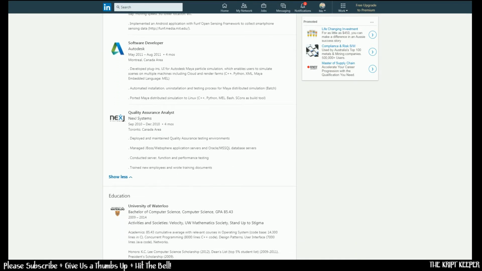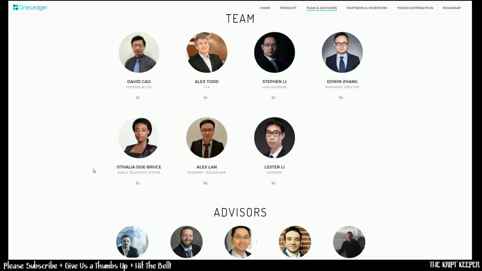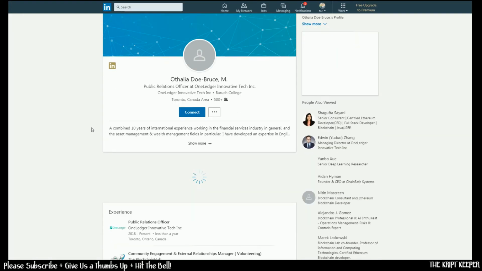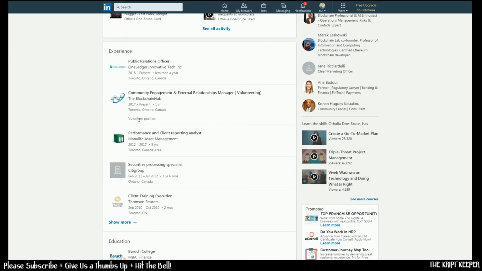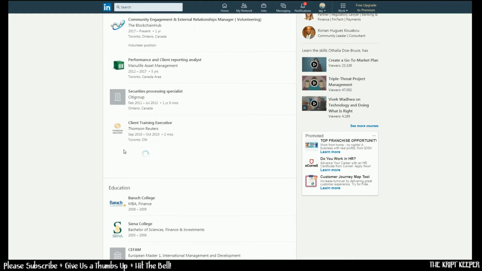Software Developer at Autodesk. Let's open up the next few guys here. Oh, we have Othalia, we have Alex, and we have Lester. So let's check these guys out. We already have 3 all-star points from the first 3 members of the team that we had a look at, which is awesome. Community engagement, the blockchain hub. Let's have a look a bit more.